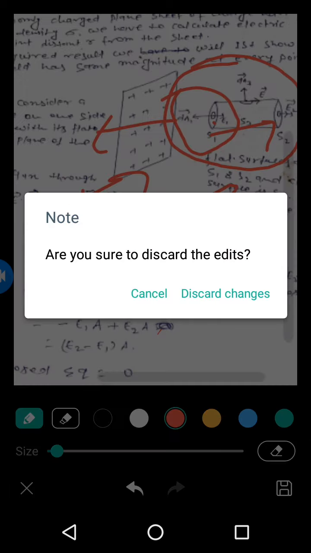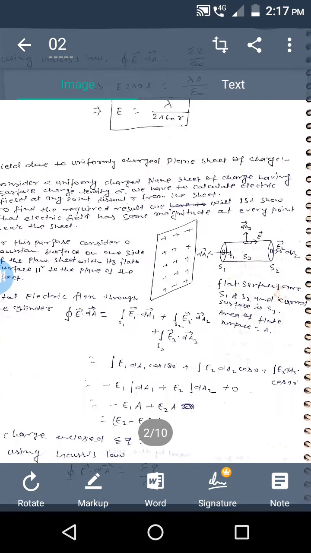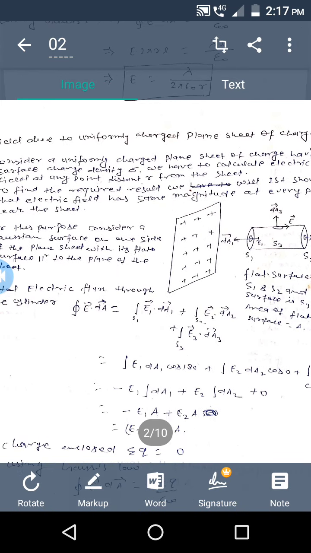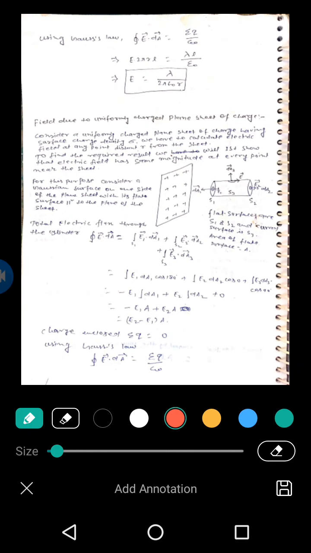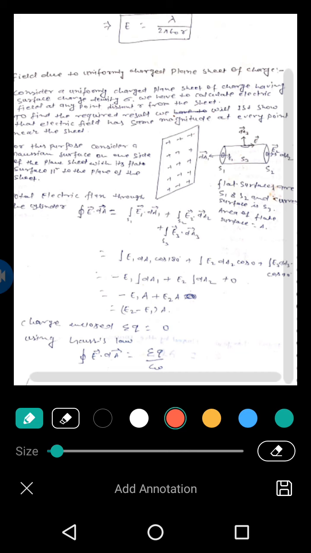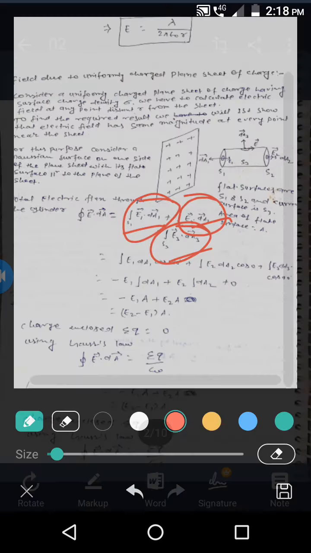Now the total electric flux through this hypothetical Gaussian surface is equal to phi 1 plus phi 2 plus phi 3. Here for the flat surface the angle is 0 degree for this surface. Here for the second surface this angle is also 0 degree, and for the third surface the angle is 90 degree. Now the flux through the third surface becomes 0 because cos 90 is 0.